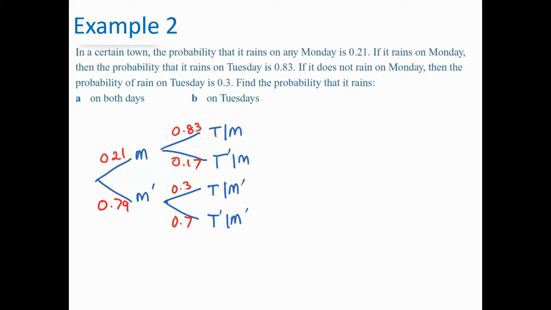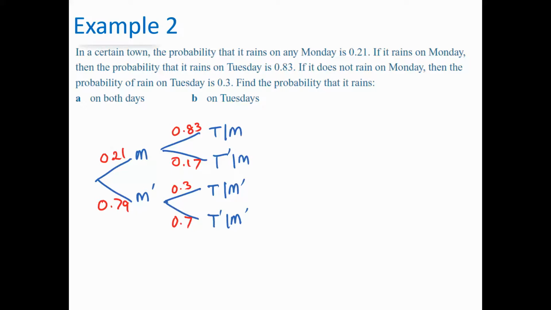Once you've got the tree diagram, the question is, what does it mean when they say find the probability that it rains on both days? I want Monday to rain, and I also want Tuesday to rain. What am I talking about there? And then how's that different to B?